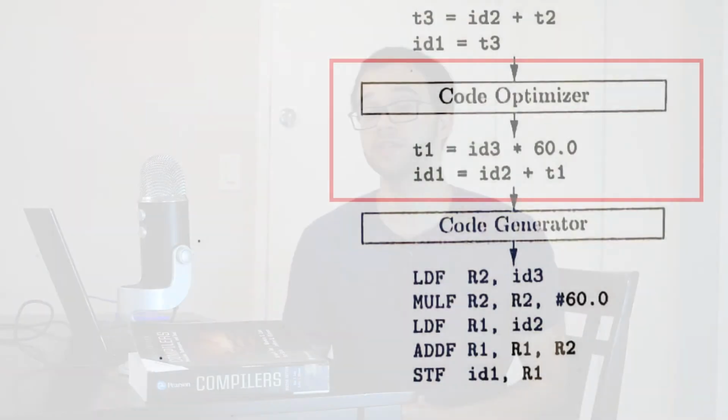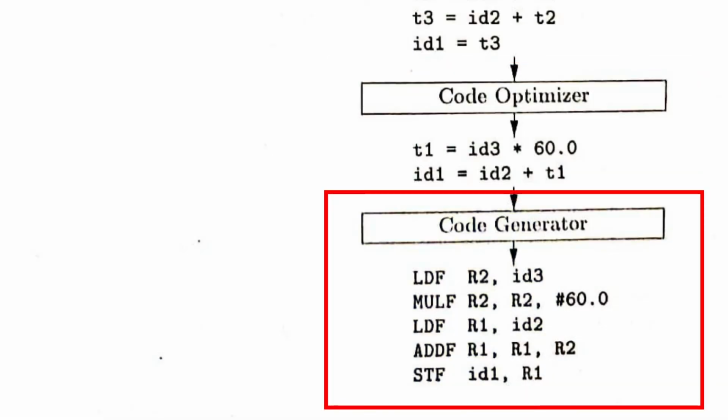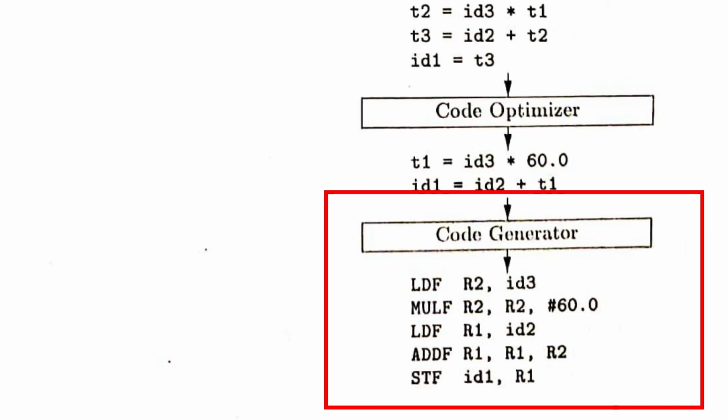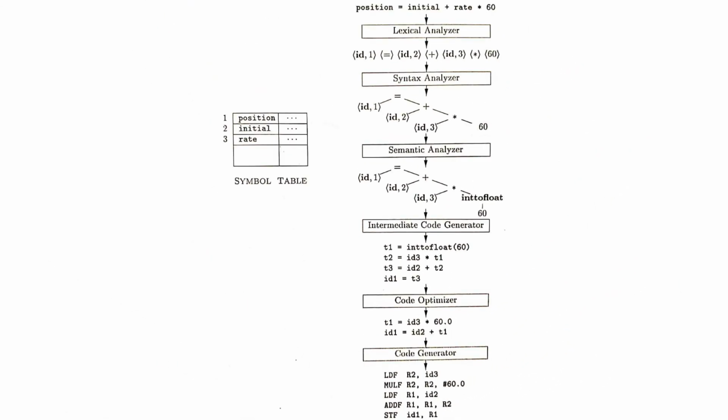The final phase of our compiler is code generation. It takes as input our intermediate representation and maps it onto the target language. This is the synthesis part that we talked about. If the target language is machine language, memory locations or CPU registers are selected for each of the variables used by the program. Then the intermediate instructions are translated into sequences of machine instructions that perform the same task. So, those are the 5 phases of compilation.